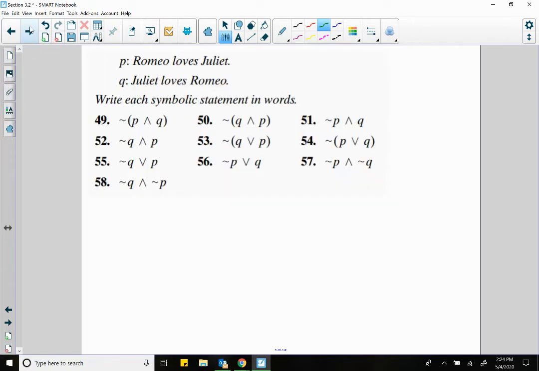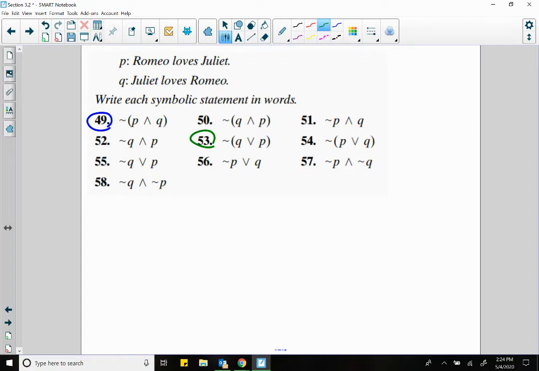All right, last one of this, and then we're going to put this all together. We're going to have compounds of compound statements. We're going to talk about that dominance of connectives as well. Okay, so what I want to talk about in this is 49, and I want you to try 53.